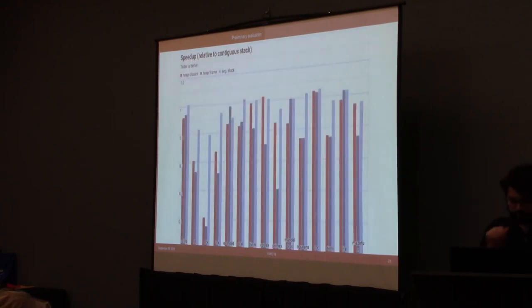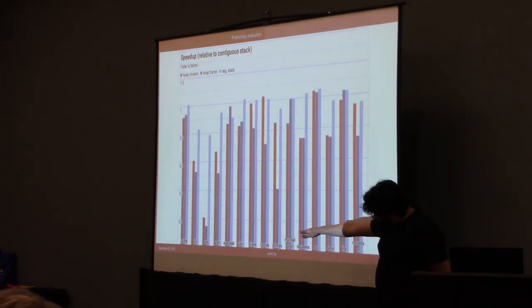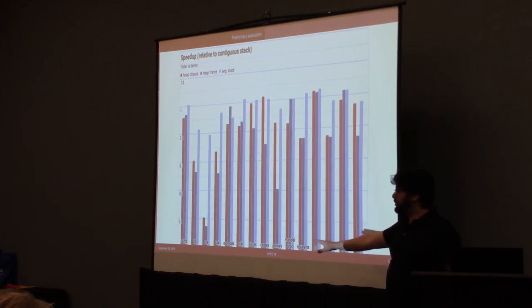Okay, so this graph shows our speedup on our sequential benchmark suite relative to using a contiguous stack. On the bottom here are all the benchmarks. We've sorted them from left to right, where the left ones are the smaller ones and the right one is the largest amount of lines of code.